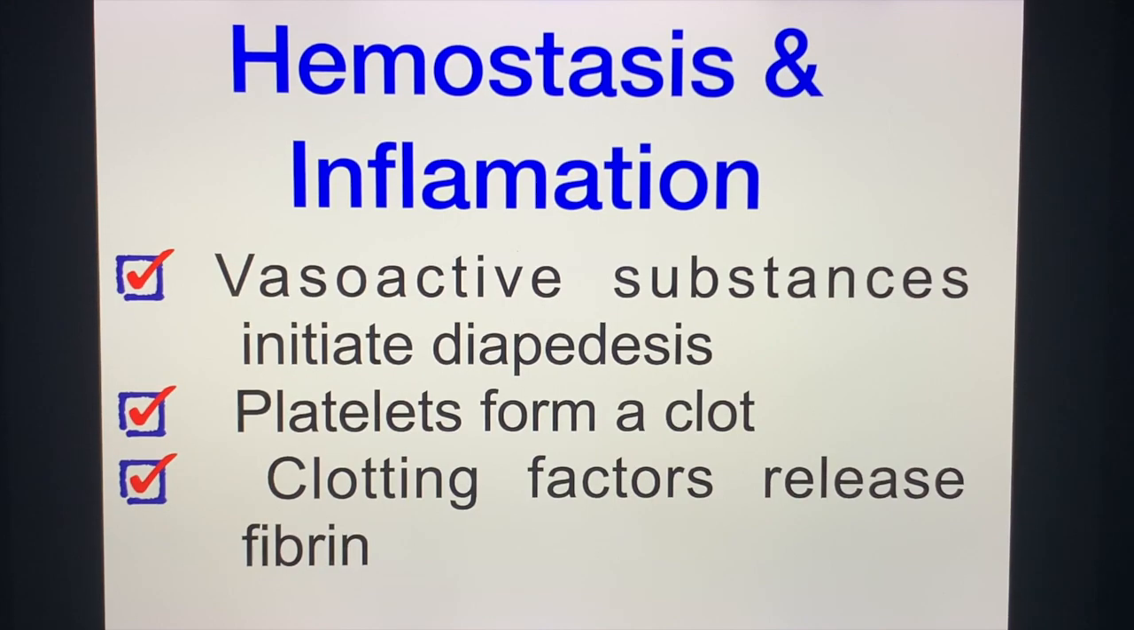So again, during hemostasis and inflammation, the polymorphonuclears are the first infiltrating cells that will infiltrate the site of injury. There's vasoconstriction, the release of vasoactive substances, which initiates diapedesis, the formation of the platelet plug or the clot, then the release of fibrin.